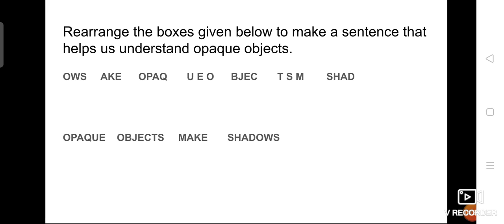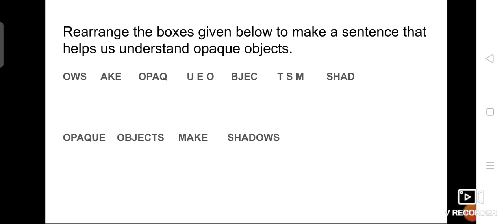In your textbook, the first question is like a decoding, arranging the words into a sentence. Rearrange the boxes given below to make a sentence that helps us understand opaque objects. Some boxes are given, and in each box some letters are also given, isn't it? So you have to rearrange the boxes.